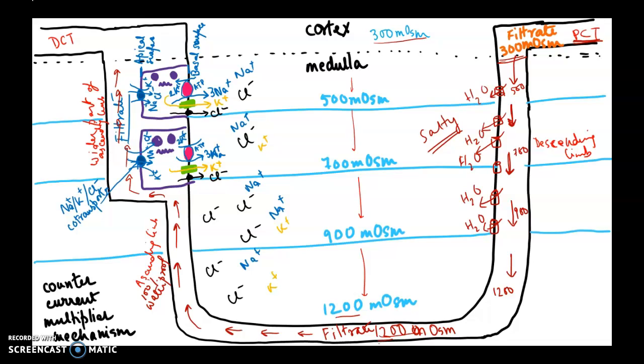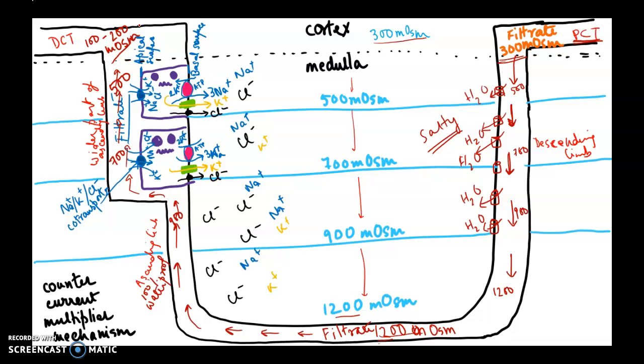So as the filtrate moves up the ascending limb, and as these cells pump out salt into the interstitial space, the osmolality of the filtrate starts getting down. So it goes to 900, then to 700, then to 500, and then ultimately when it's at the DCT, it can actually be 100 to 200 milliosmoles.